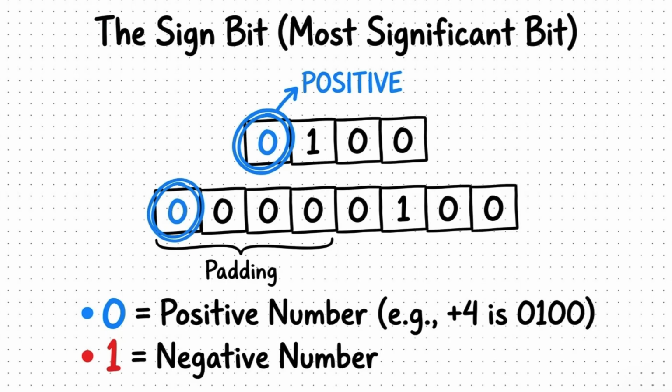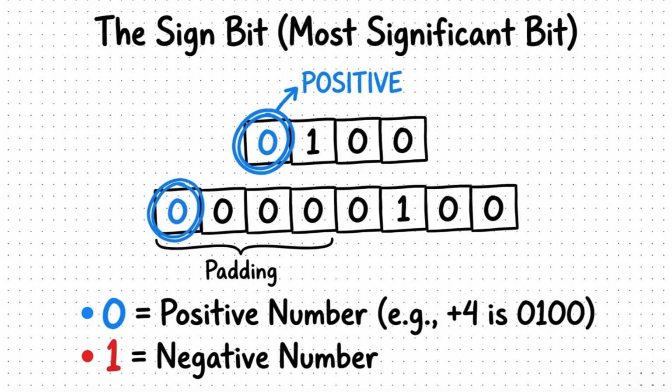Now we will go through an example where we will represent plus 4 in 4 bits as well as in 8 bits format. In 4 bits, plus 4 will be represented in binary as 1, 0, 0. And to represent it as a positive number, we are going to add a sign bit as 0 to its leftmost position, which is going to make it 0, 1, 0, 0.